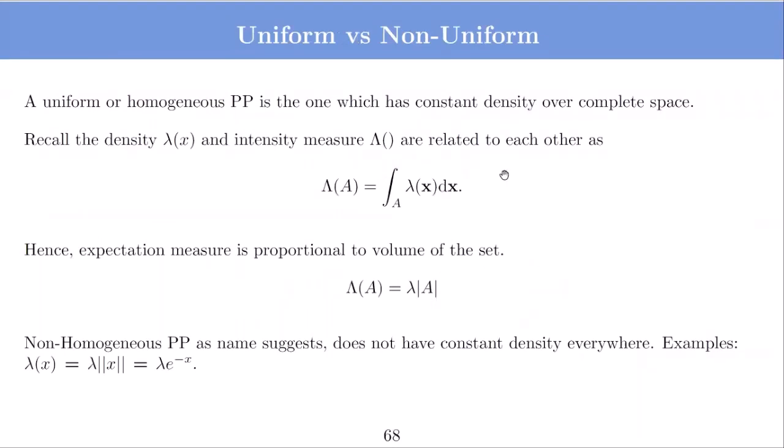Now, let me also make this distinction between uniform and non-uniform point processes. A uniform or homogeneous point process is one which has a constant density over the complete space.